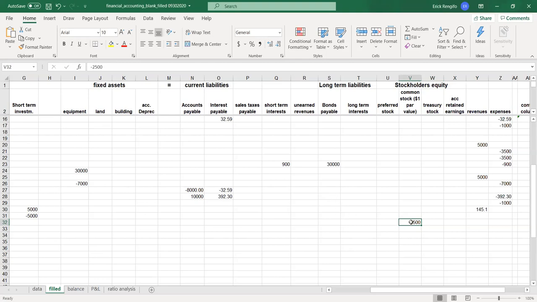However, the stock doesn't disappear, it doesn't evaporate. What happens is you create a new account that is called treasury stock. This increases by $2,500, and this is canceled out with what? An expense. This is also no extraordinary expense because we don't want to be buying and selling our own stock.